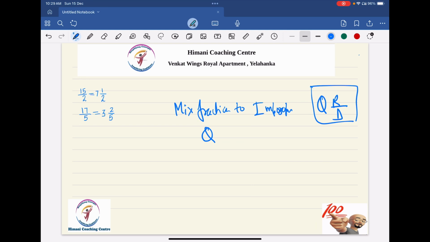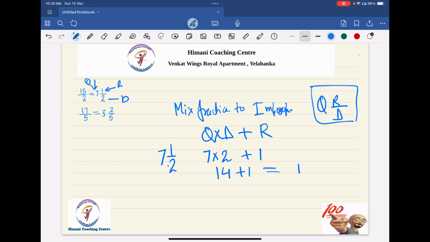So you have to remember that Q is this whole number, this is R, and this is D. Okay, so just remember we do this Q into D, and whatever is the result plus R. So let us convert 7 1 by 2 to improper fraction. So what is Q? 7. What is D? 2. So 7 times 2 plus we have to add remainder, which is 1 here. So 7 times 2 is 14. 14 plus 1 is 15. So 15 by 2.